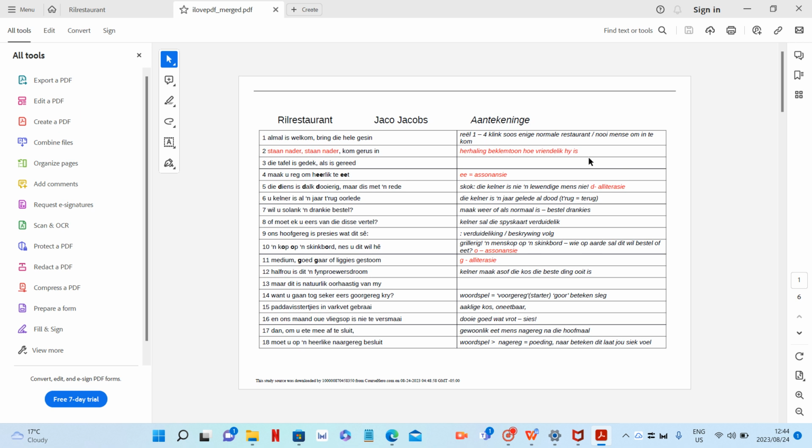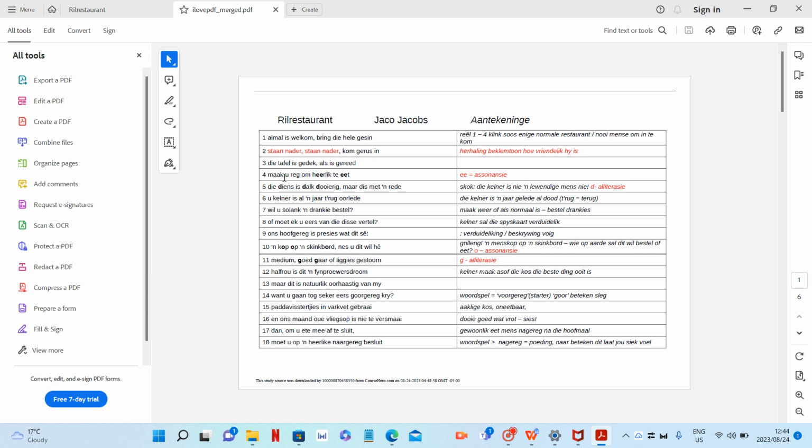Staan nader. So the herhaling, sometimes they ask you the question, wat beklemtoon? Die herhaling, meaning what does this staan nader, come closer, emphasize? So what does it beklemtoon? It does beklemtoon hoe vriendelik hy is. So it's emphasizing how friendly he is.